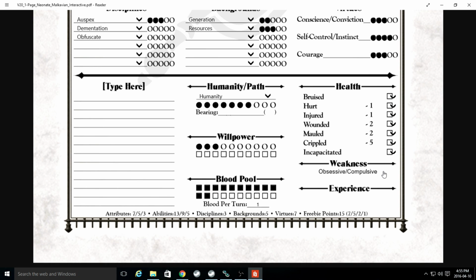The effects of obsessive compulsive behavior can be negated for the course of one scene by spending a temporary willpower point. The difficulty of any attempt to coerce or dominate a vampire into ceasing her behavior is raised by 1. If a vampire is forcibly prevented from adhering to her derangement, she automatically frenzies.